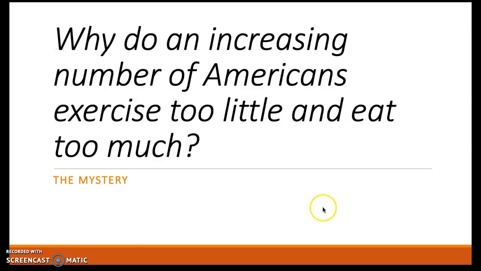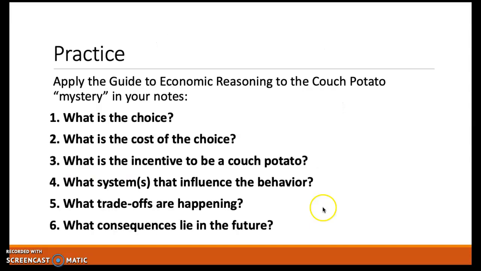So, this is the mystery that we're going to solve. Why do an increasing number of Americans exercise too little and eat too much? So what I'd like you to do is pause the video here and apply the Guide to Economic Reasoning to the couch potato mystery in your notes. Answer each of these 6 steps, and then we'll go over them on the next slide.